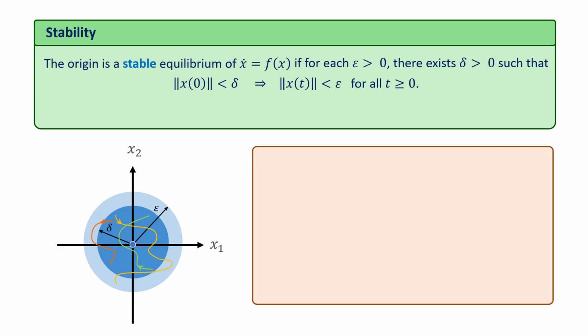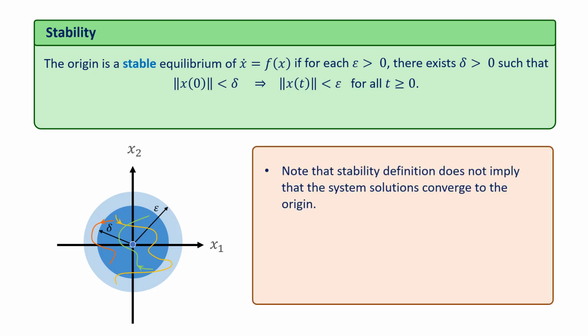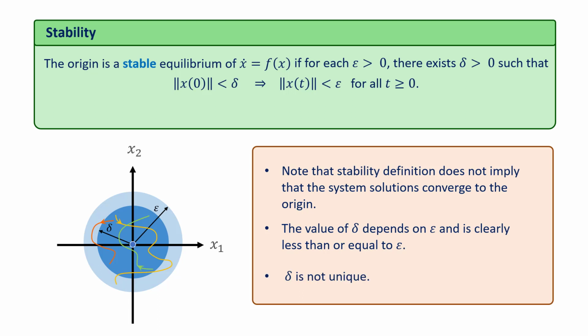We emphasize again that the stability definition in the sense of Lyapunov doesn't imply that solutions converge to the origin. Also, as can be seen in the definition, the value of delta depends on epsilon. Finally, delta is not unique. For any delta that satisfies the condition of the definition, any delta prime less than or equal to delta also satisfies the condition.